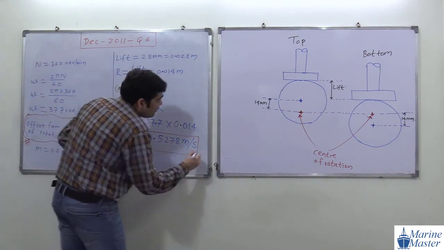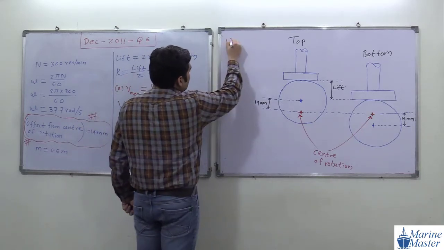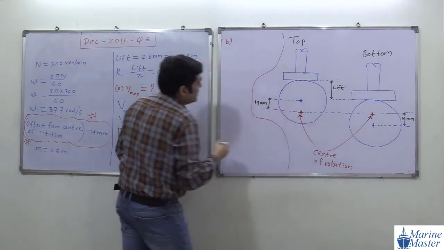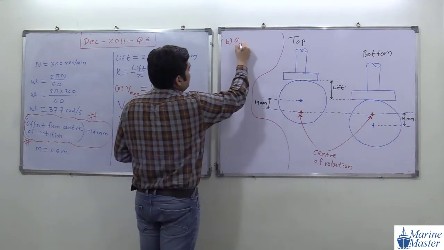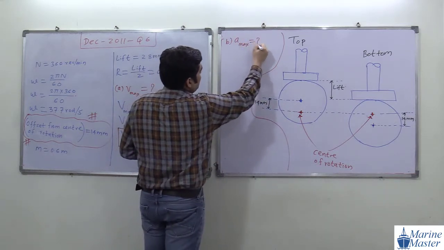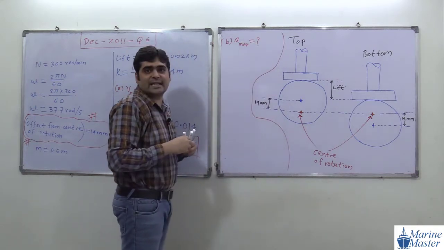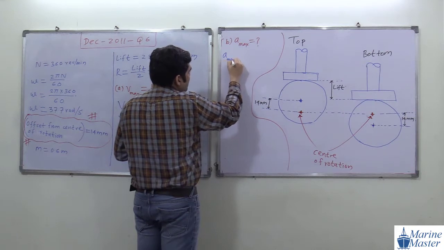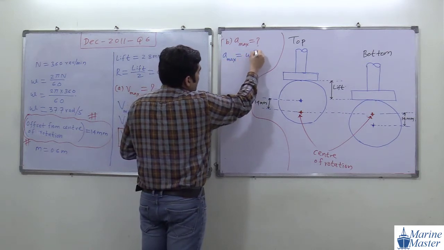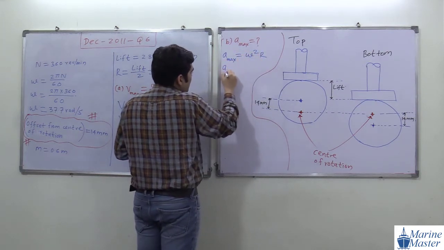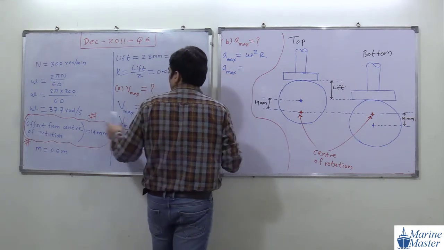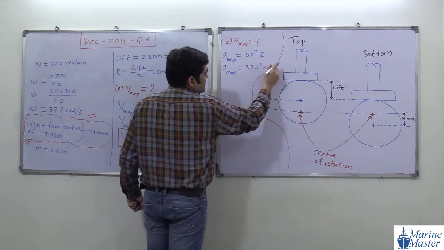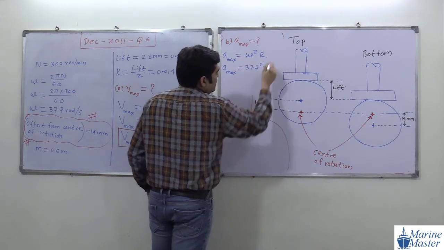Then in B part, what are they asking us? They are asking us for the maximum acceleration. And how do we get the maximum acceleration? A max is omega square into R. So for A max, how much is the value of omega? 37.7 square. And R is 0.014.